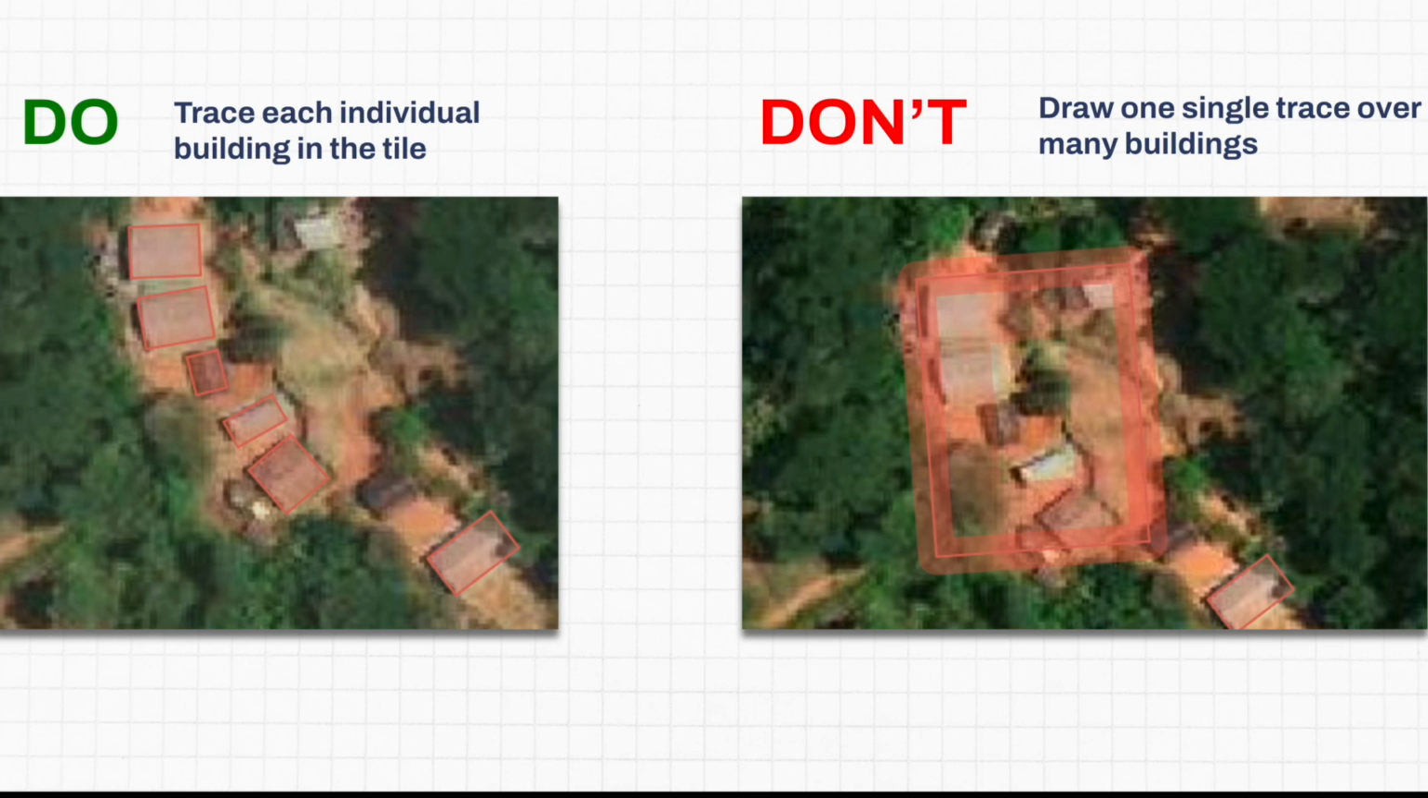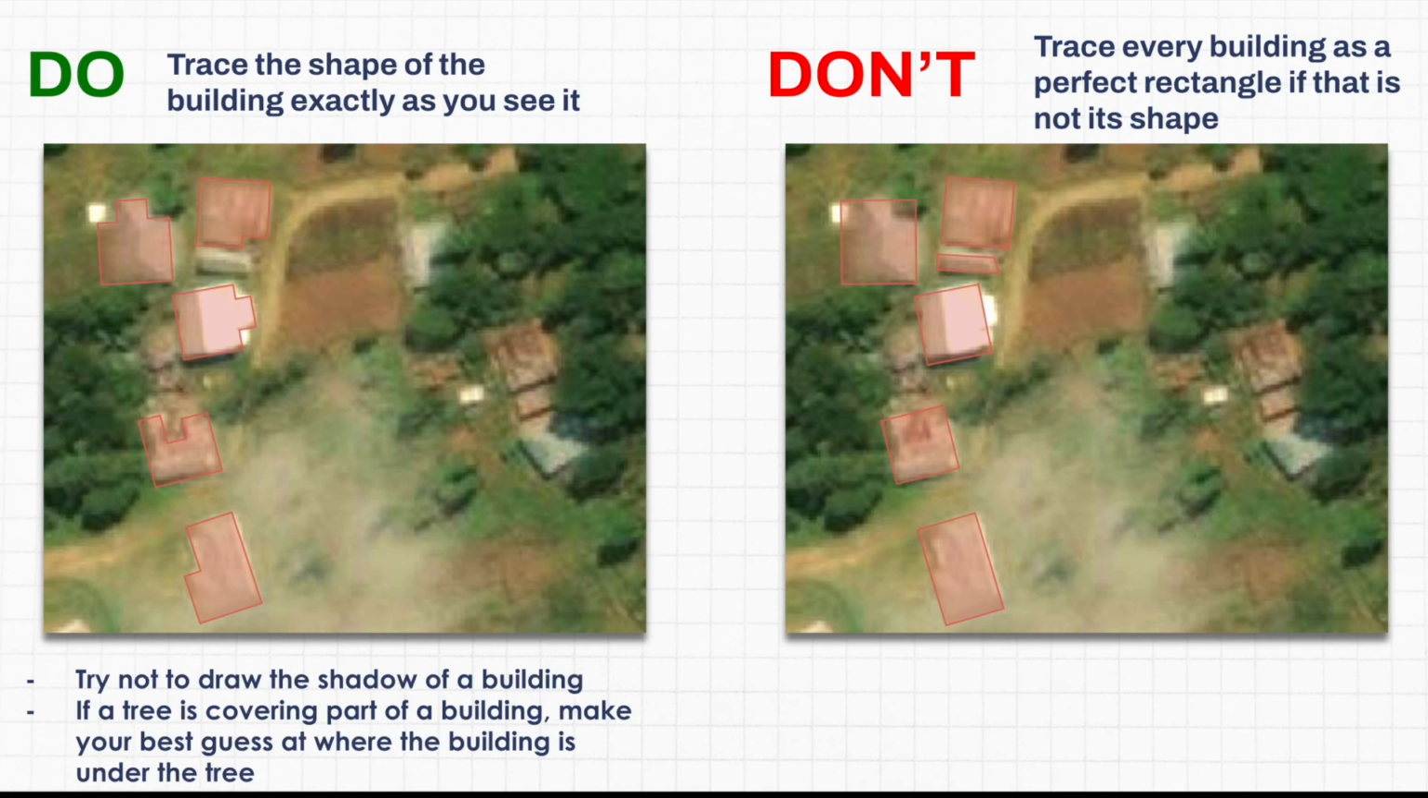Do trace each individual building in the tile. Don't draw one single trace over many buildings. Do trace the shape of the building exactly as you see it. Try to avoid drawing the shadow of a building, or if a tree is covering part of the building, make your best guess at where the building is under the tree. Don't trace every building as a perfect rectangle if that is not its shape.